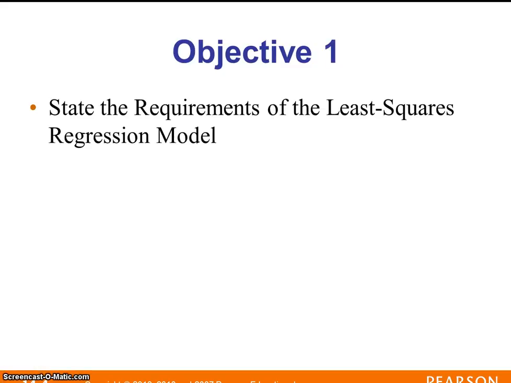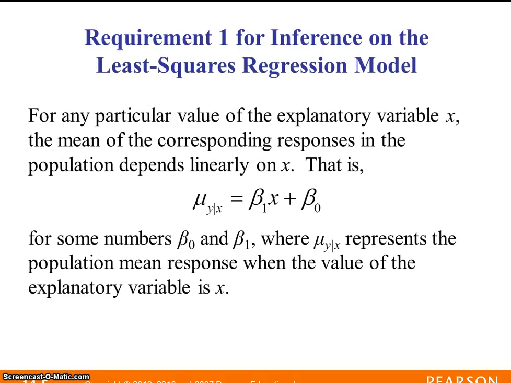Requirement 1 for the inference on the least squares regression model is that for any particular value of the explanatory variable x, the mean of the corresponding response in the population depends linearly on x. That is, the mean is beta sub 0 plus beta sub 1 times x, for some numbers beta sub 0 and beta sub 1, where mu sub y|x represents the population mean response when the value of the explanatory variable is x.